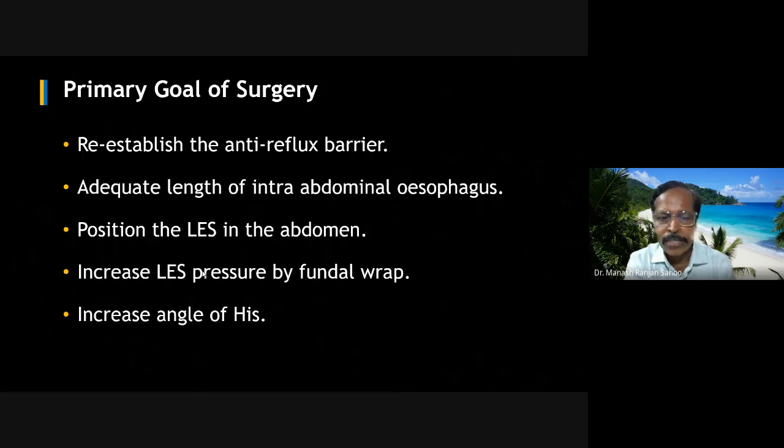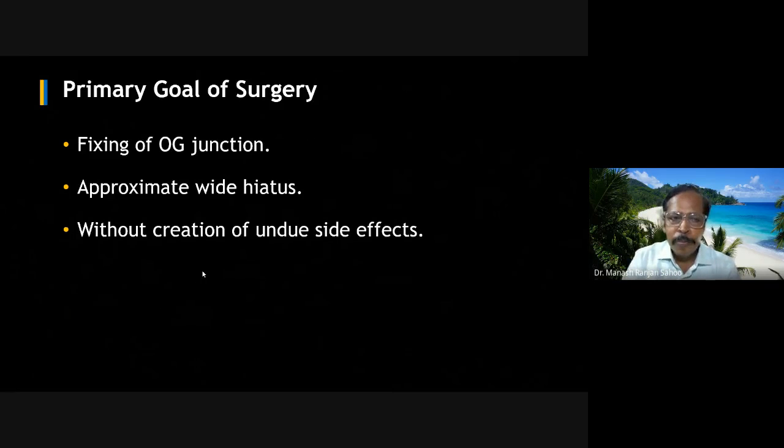That's the Nissen's fundoplication, and thereby you are bringing the GE junction down to the intra-abdominal part, mobilizing the lower esophagus. And when you are performing a wrap, you are increasing the lower esophageal sphincter pressure. That's why that acts as a barrier for the reflux. And while you are doing all this, at the same time, you are increasing the angle of His as well. So the primary goal is to fix the GE junction, approximate the wide hiatus with a cruropexy, and without creating any undue side effect. That's probably the crux of the surgery.